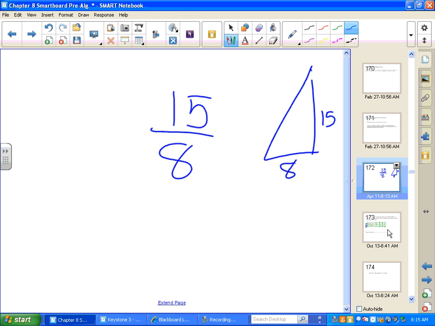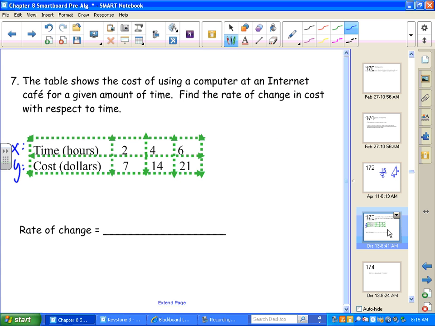One more question for you that's not in your notes. If I give you a table of values like this, how do you find the slope? In other words, how do we find the rate of change if I give you a table of values? Sean? How'd you do that? Tell me how you got that.